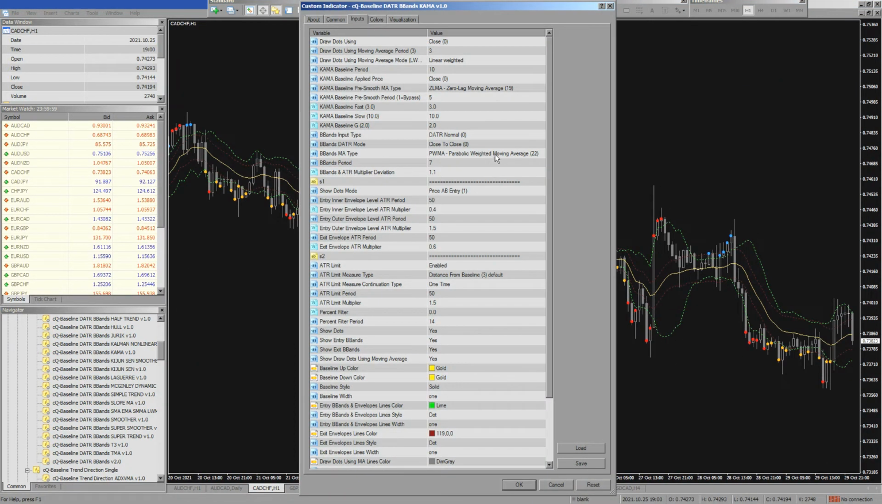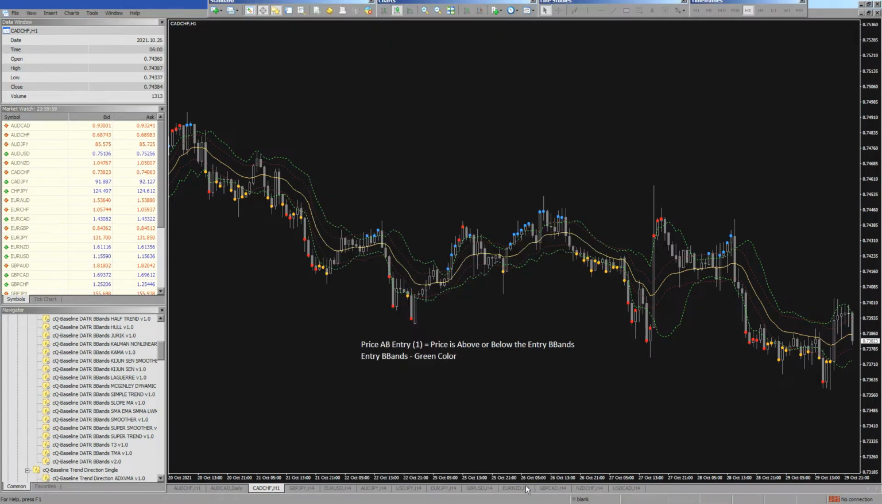I guess now I should try to explain these show dot modes. And we'll just start with the first one, which is price above or below the entry band, which right now you can barely see this red band probably, but the green band is the entry band, and if price gets above it or below it, then it generates a dot.